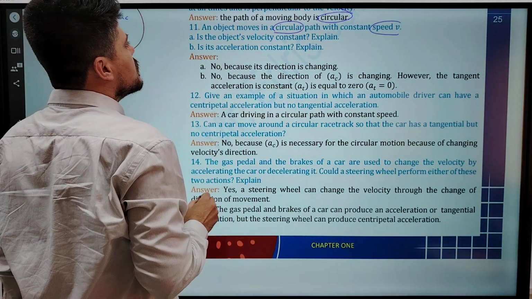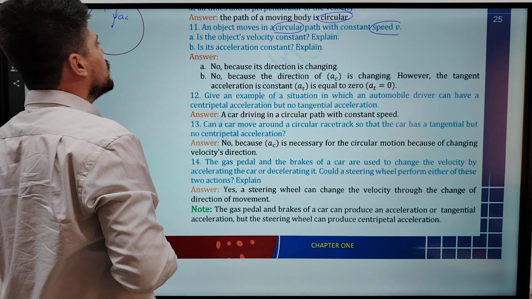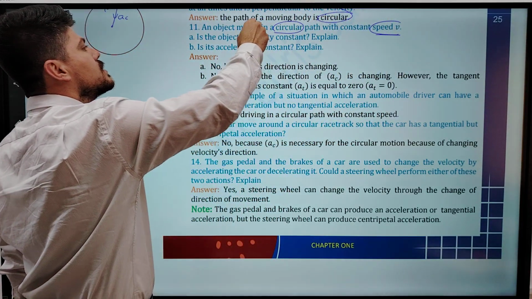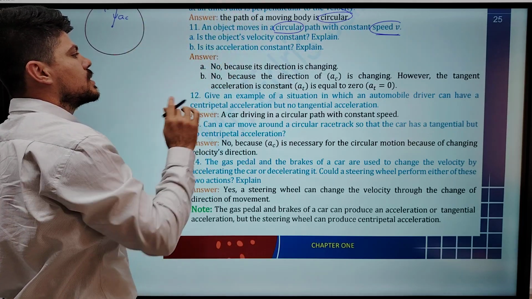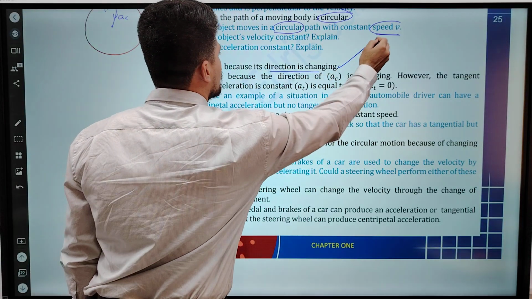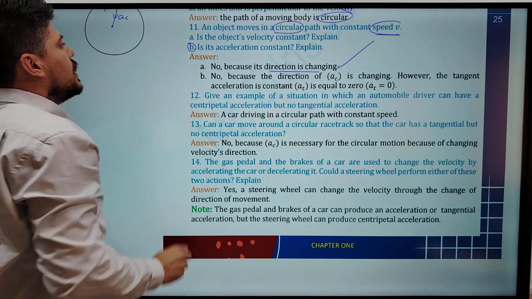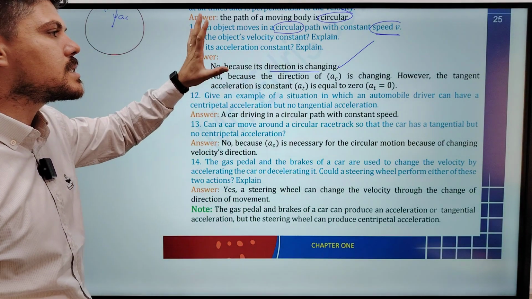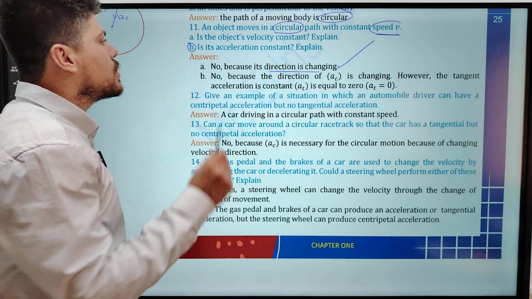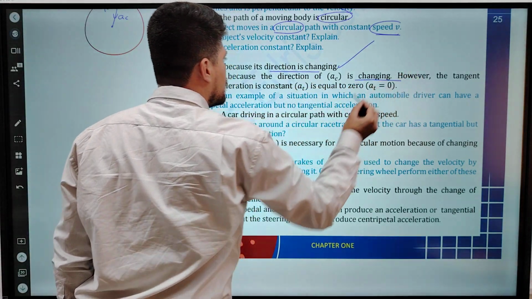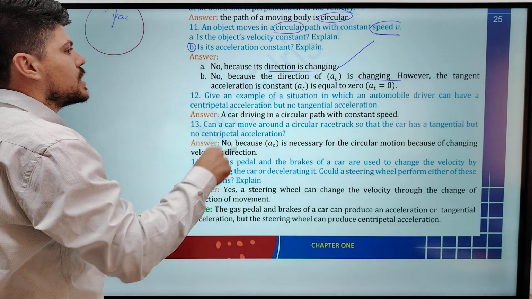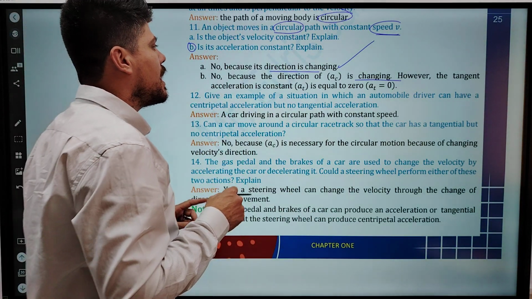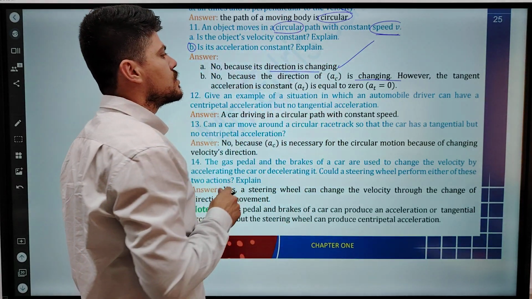Is the object's velocity constant? No. The velocity isn't constant, even though the speed is constant, because velocity has both magnitude and direction, and its direction is changing. B, is its acceleration constant? No, the acceleration also is not constant because the direction of the acceleration is changing, not the magnitude. However, the tangential acceleration is constant, but the centripetal acceleration is not constant.